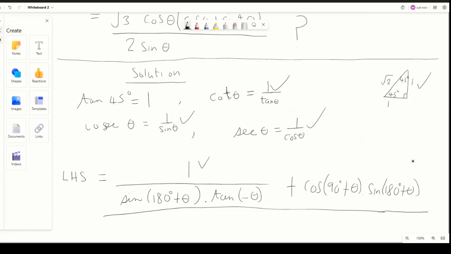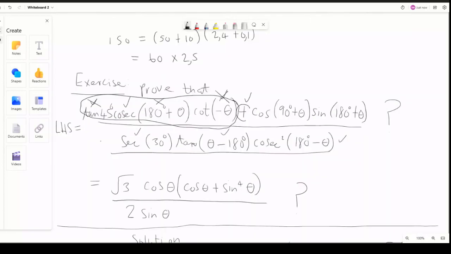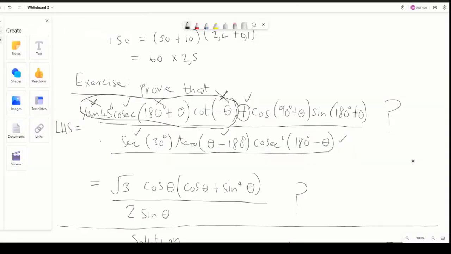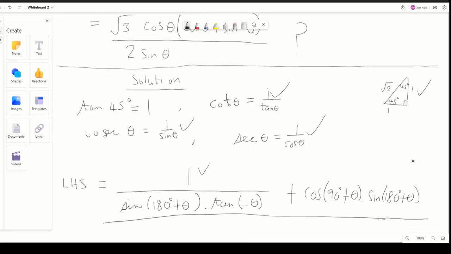Okay. The plus separates the terms. So when tan 45, which is 1 indeed, I multiply by cosec 180 divided by cot minus theta. So that's quite fine to write it like that. Then it's separated by the plus, and I've got the second term.